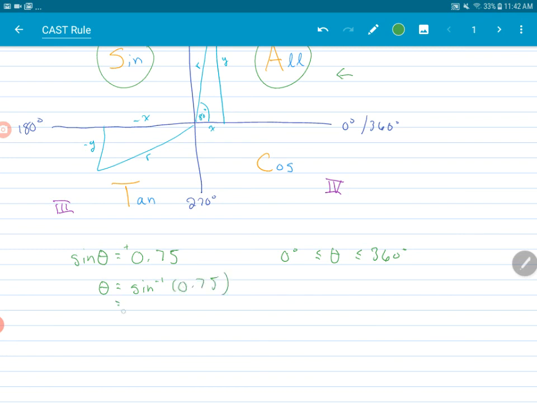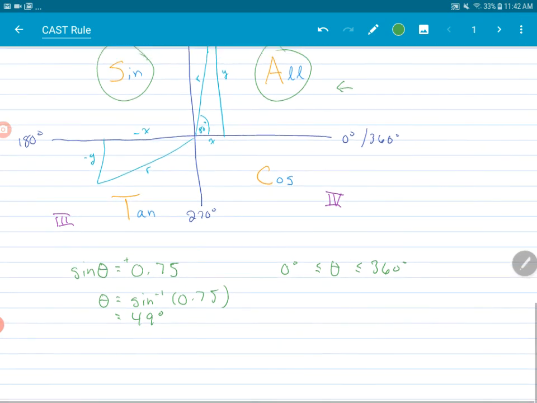0.75. And you plug it into your calculator and you get, you can do this along with me. Let's round it and say 49 degrees. Really, you should have 48.6, but 49 degrees. Okay, so that's telling us right there, 49 degrees, if we use our rules that we know, that would fall into this quadrant right here. So we already have answer number 1 checked off.